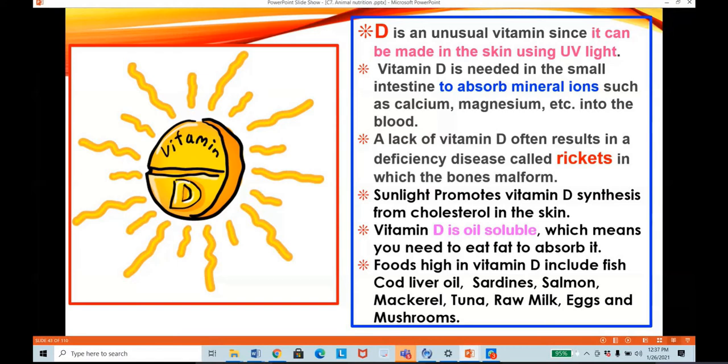Clear? So sunlight promotes vitamin D synthesis from cholesterol in the skin. And vitamin D is oil soluble, unlike vitamin C. So it does not get oxidized easily in the air like vitamin C. Vitamin D, you can cook it also at a medium temperature, and it is an oil soluble vitamin, which means you need to eat fat to absorb it. And there are also vitamin D rich foods like fish, cod liver oil, sardines, salmon, mackerel, tuna, raw milk, eggs and mushrooms.